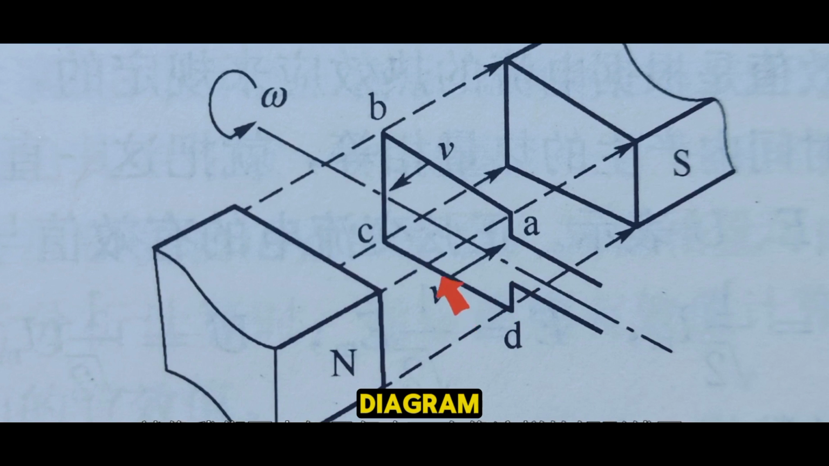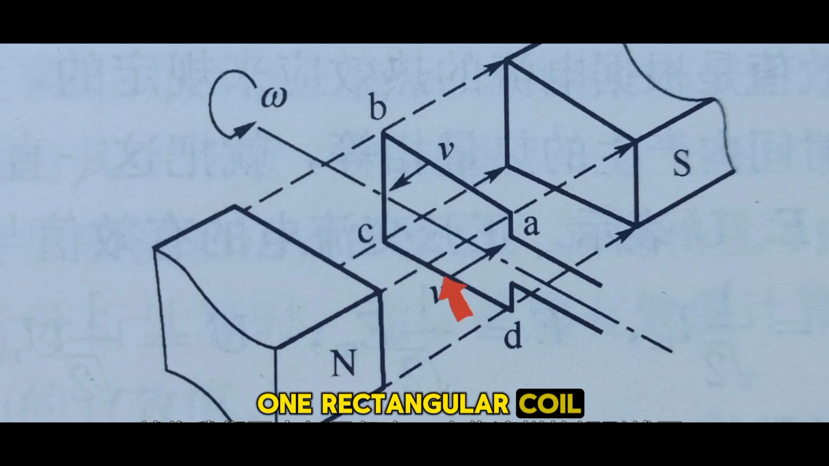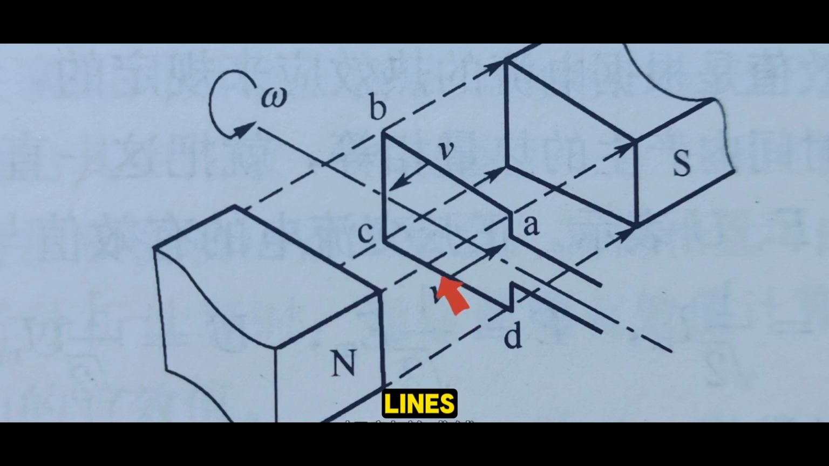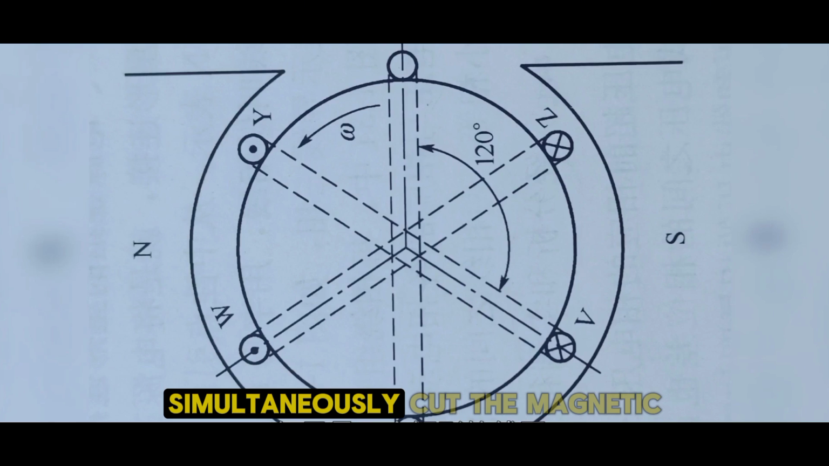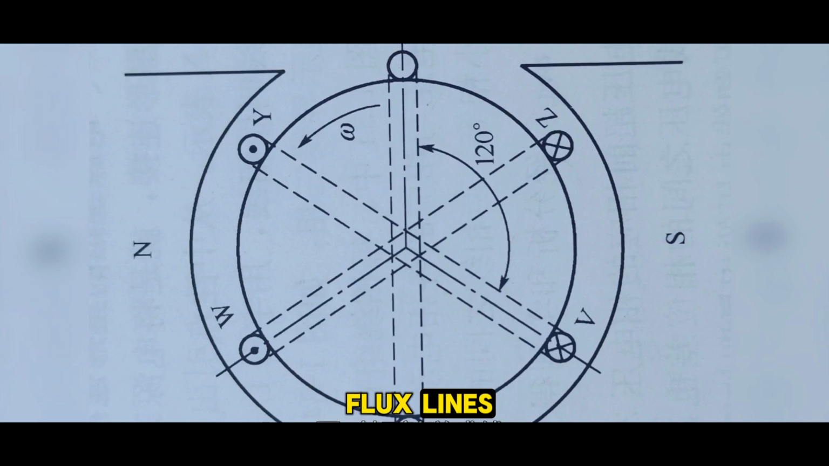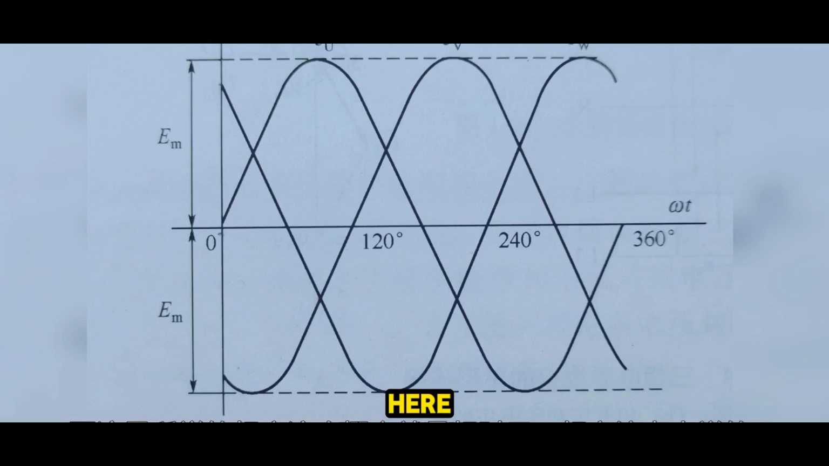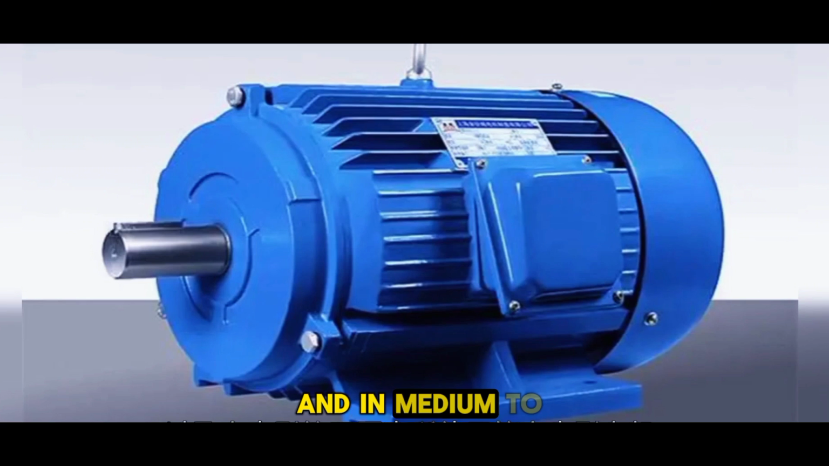Just like in our diagram, if there is only one rectangular coil cutting the magnetic flux lines, the electricity generated is single phase. If three rectangular coils simultaneously cut the magnetic flux lines, the electricity generated is three-phase. The concept of phase mentioned here is in relation to three-phase alternating current. In our daily lives and in medium to large factories, the large and medium-sized motors often use three-phase electricity.